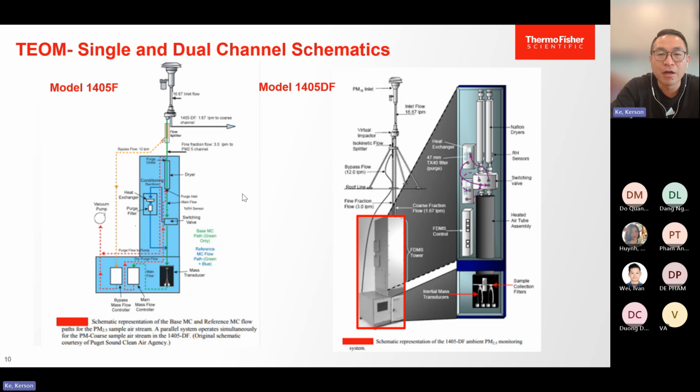So you can see there will be two dryers compared to the 1405F, and two TEOMs inside the module. The difference is they have the same PM10 inlet, but how they cut the PM2.5 is slightly different.